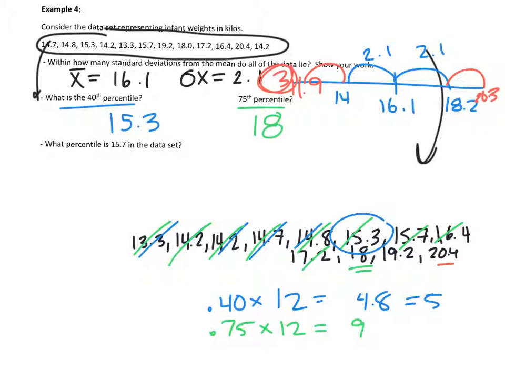And then if you're asked what percentile is 15.7, I'm going to look at how many have been crossed off. If I have 15.7, I did 1, 2, 3, 4, 5, 6. So you've crossed off 6 numbers. That means that we don't know the percent. We're going to multiply it by the number of pieces in the data set, and I crossed off 6. So x equals 0.5, or the 50th percentile.